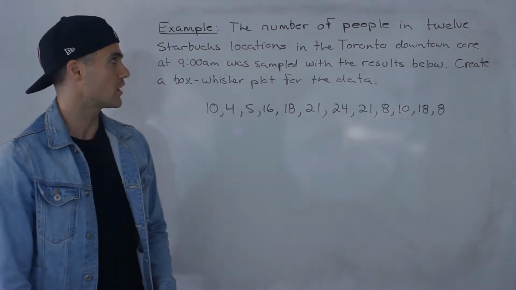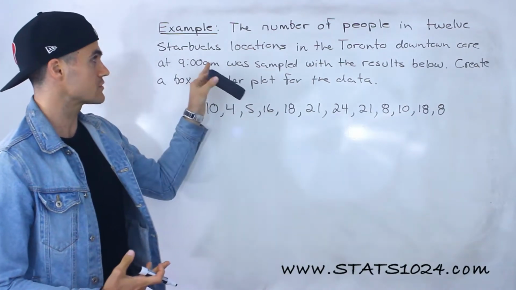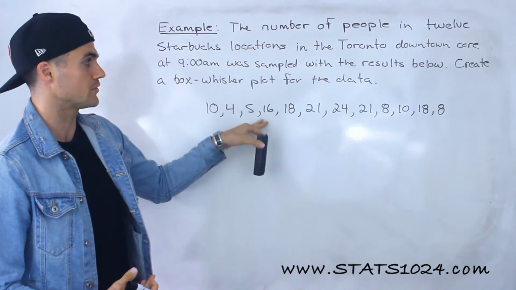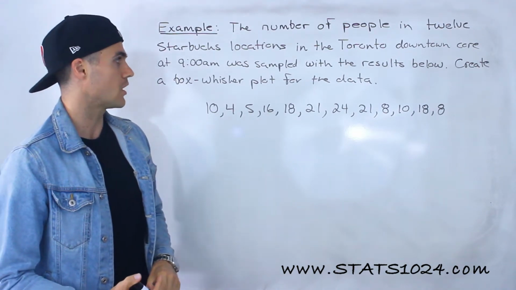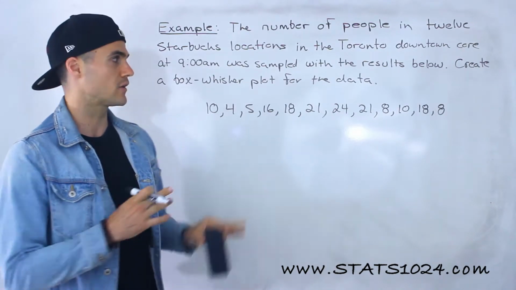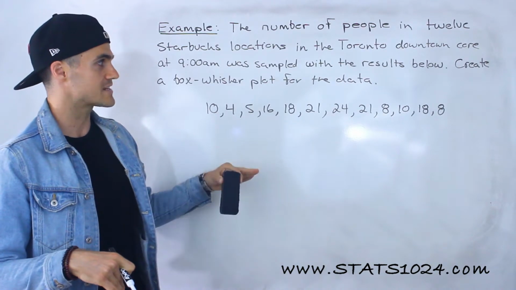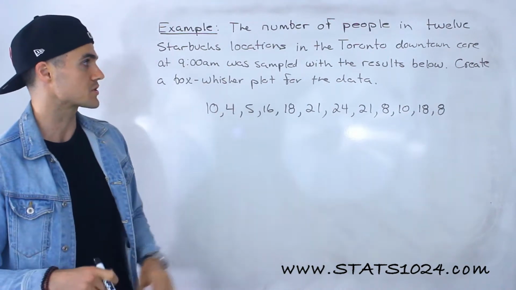Patrick here, and moving on to the next example. The number of people in 12 Starbucks locations in the Toronto downtown core at 9 a.m. was sampled with the results below over here. We have to create a box whisker plot for the data. So very similar example that we've done before, but in that example we had to make a stem leaf plot. Now we're going to be making a box whisker plot.